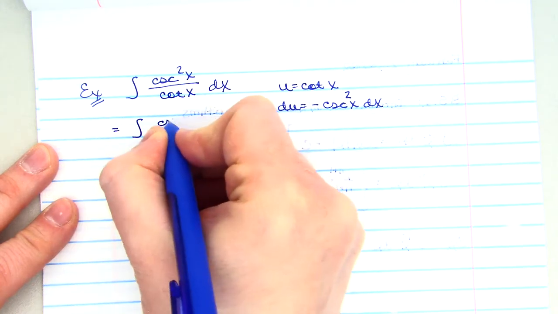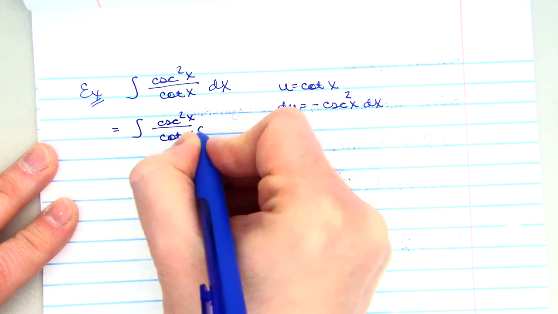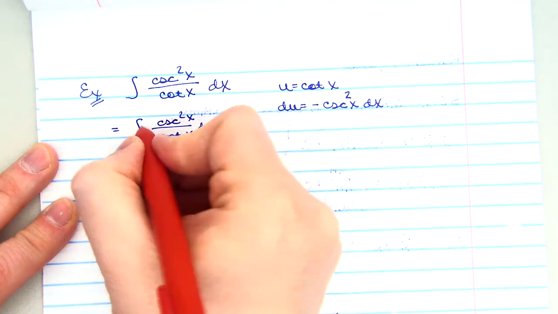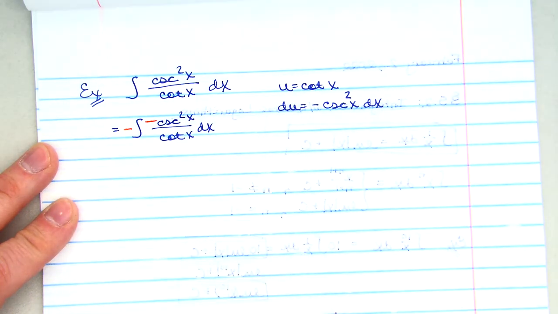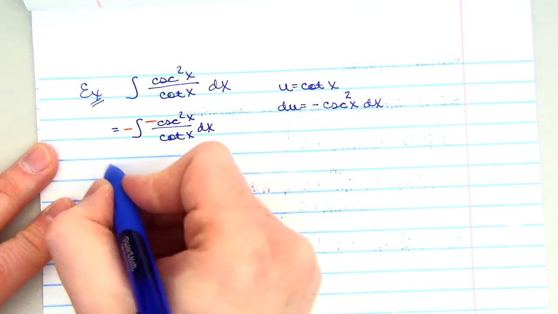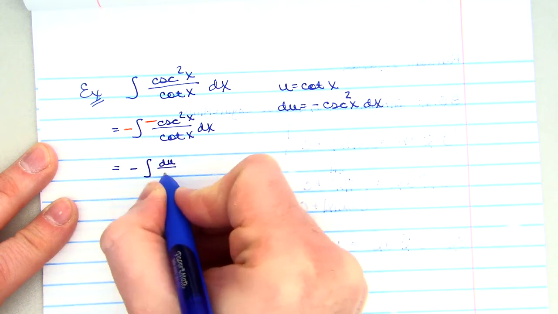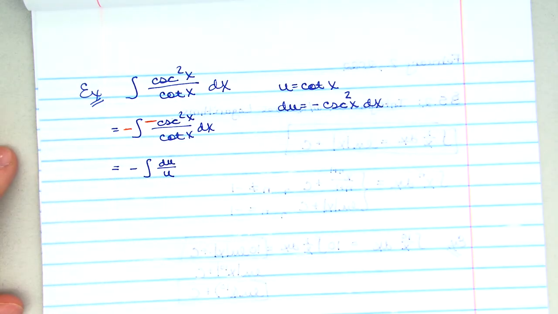So, again, I'll just rewrite things so I can show the process here. I think you should be sticking a negative inside and a negative outside, because then our negative cosecant squared x dx becomes our du. This is negative the integral of du over u. And if you haven't already finished, go finish that.